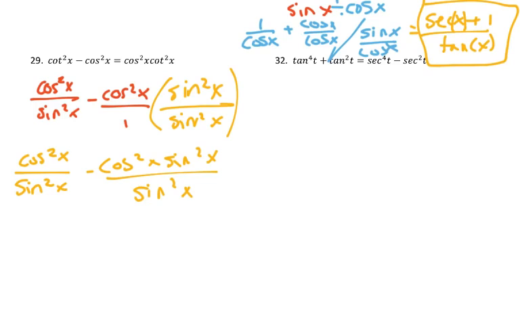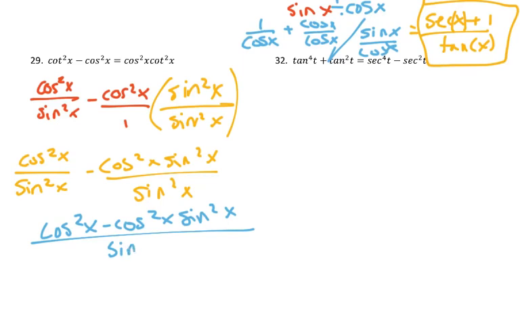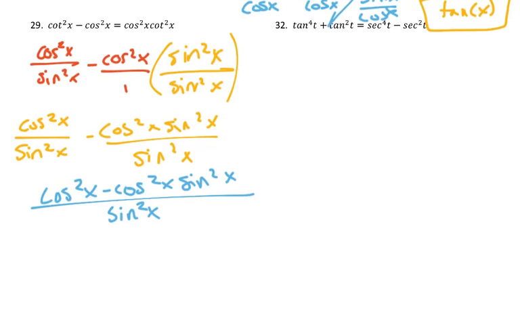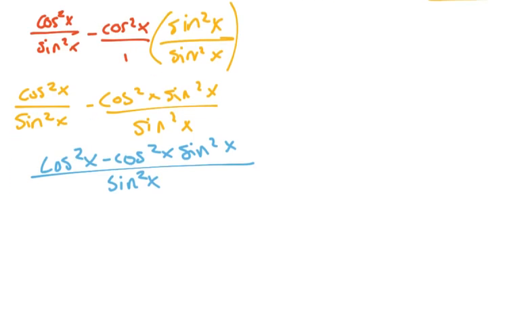Alright, so then we are going to go ahead and combine them, and so we have cosine squared of x minus cosine squared x sine squared x over sine squared x. Again, you have to resist the idea or hope that these would cancel, because now there's an addition or subtraction in between them. We put that in there, so we don't want to take it out.